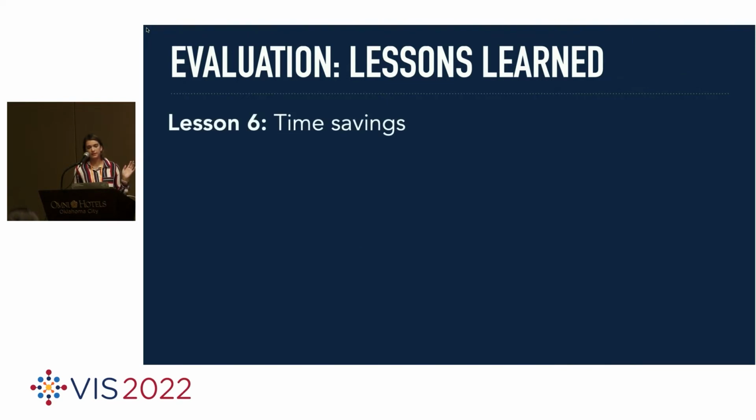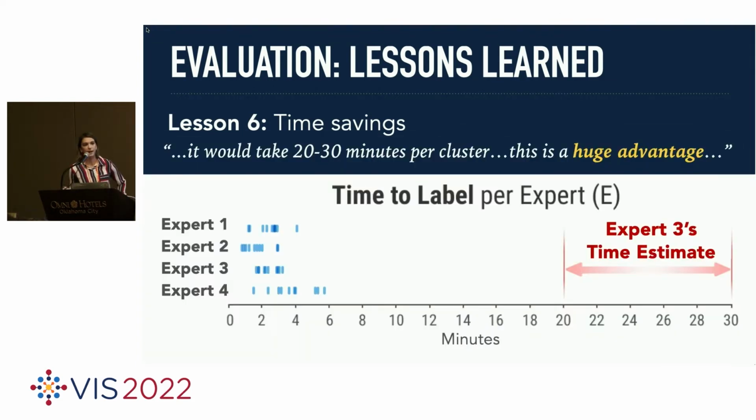And this final lesson is time savings, and this one is really, really important for us here because this is what caused us to design Traffic Viz in the first place. Nobody wanted to label these ads manually. So one expert said it would take 20 to 30 minutes per cluster, and that this is a huge advantage over the way things are currently done.